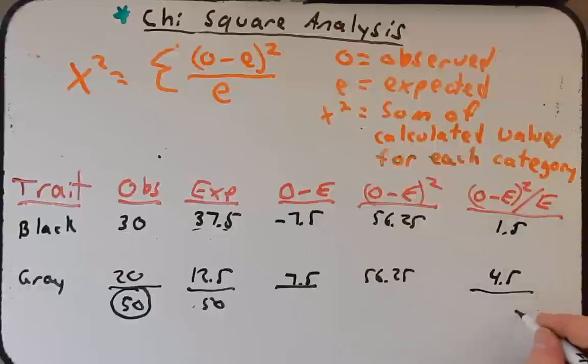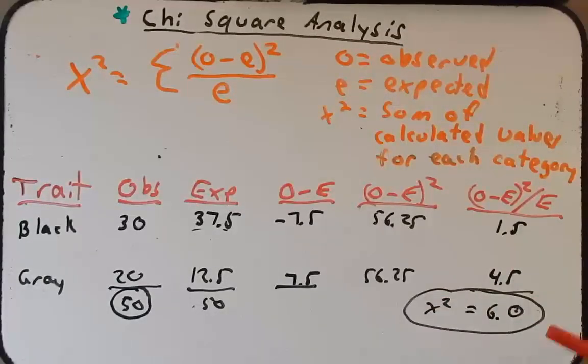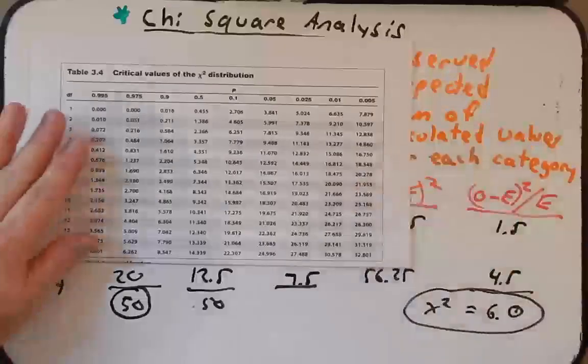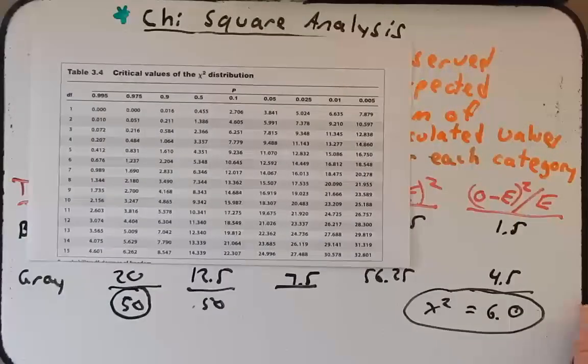We add these numbers up here at the end, and we get 6. This is our chi-square value. So now what are we going to do with this value to determine if we're going to reject or fail to reject our hypothesis? We're going to use one of these tables here. You have one in your book. It'll certainly be supplied to you on the exam so you can use it.